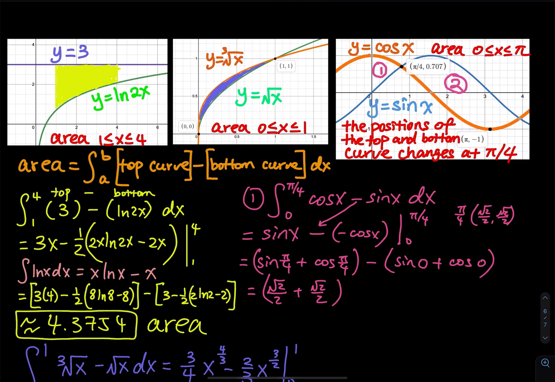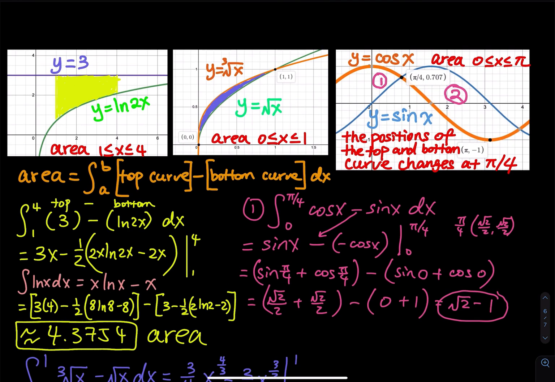And then sine of 0 is equal to 0. Cosine of 0 is equal to 1. So what do you have? This, the first parenthesis, gives you just root 2, right? And then you have a root 2 minus 1. So root 2 minus 1. This is the first area. This is number 1, the area you see in the picture. Root 2 minus 1. And then how about number 2?